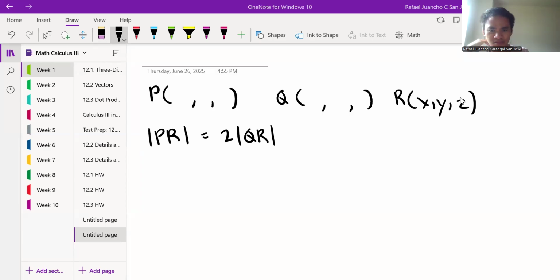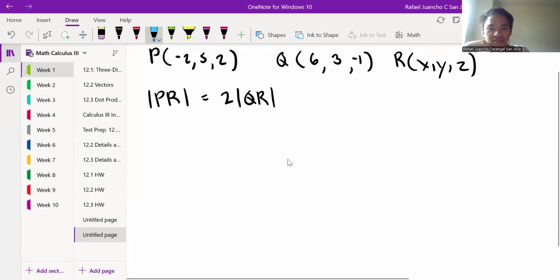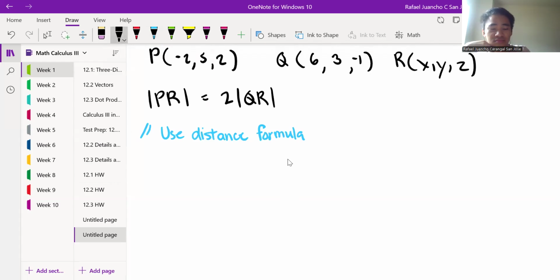So let's say P has the point -2, 5, and 2. Q has the point 6, 3, and -1. Then R is X, Y, Z. And we want to find this distance right here. So if we go through it, here we want to use that distance formula, right? And so we want to use the distance formula. We want to get the distance of PR.